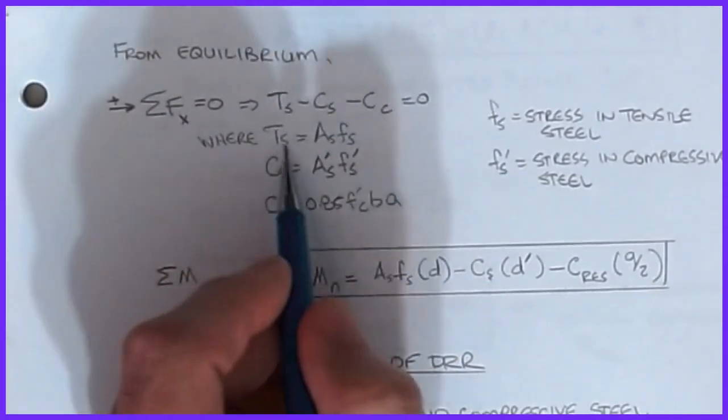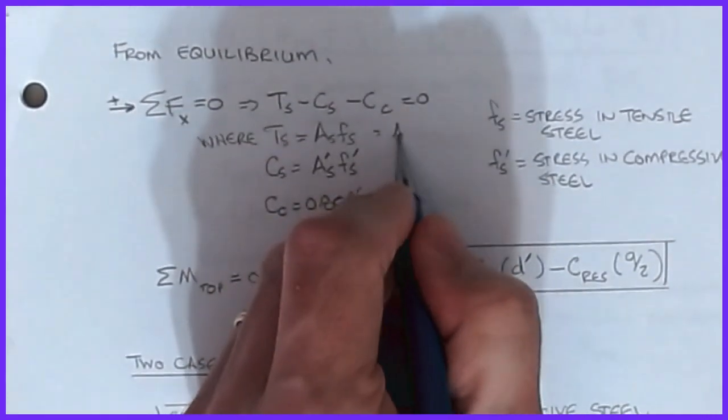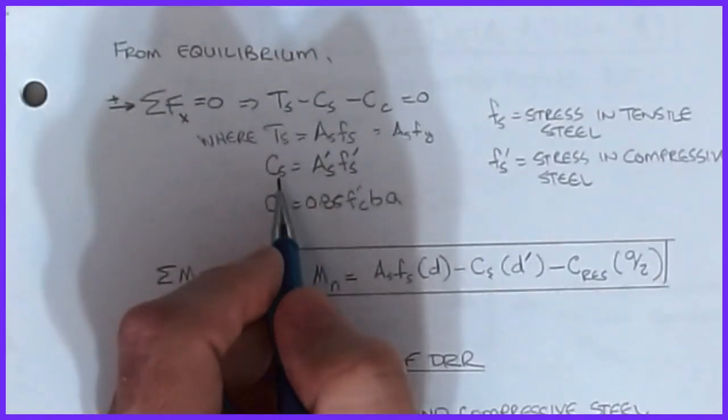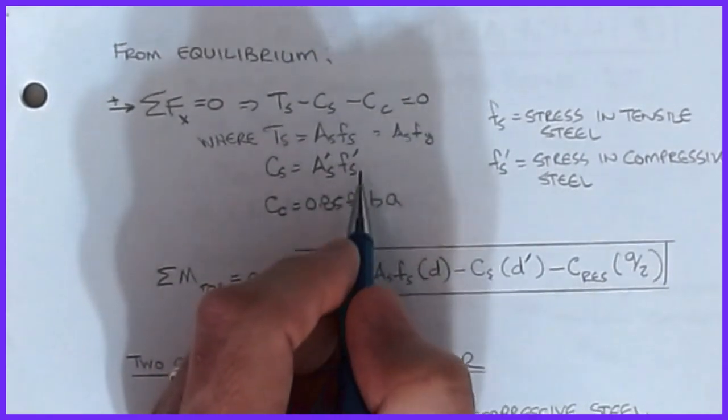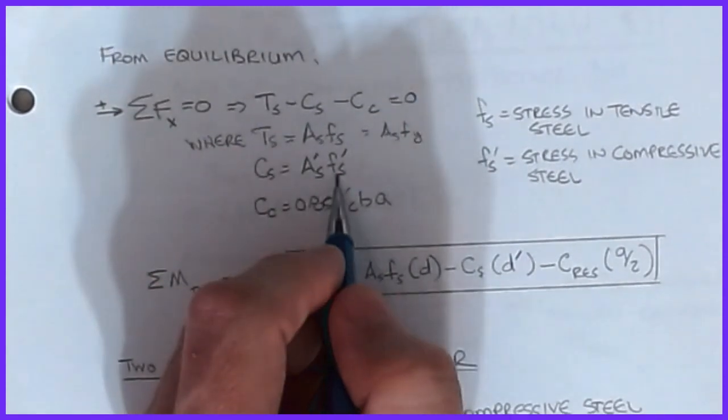Okay, and then all the pieces that we know: Ts is now going to be As times fs, and again, we're hoping that that's As fy. And then Cs is As prime times fs prime. So just like what we did with the tensile steel, now we're doing it from the compression side.